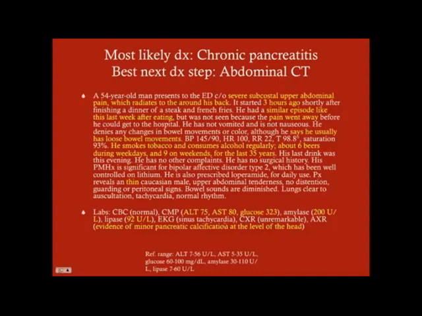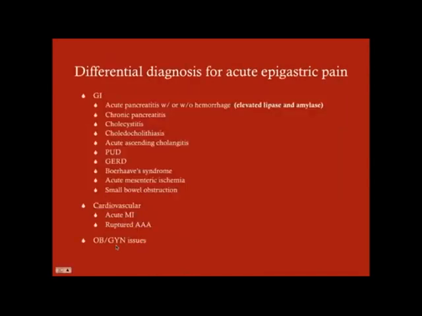And then what's most important here, of course, is the evidence of minor pancreatic calcification at the level of the head. That's practically pathognomonic for chronic pancreatitis, and that's calcification as we see in a lot of different chronic inflammatory diseases. So the differential for acute epigastric pain can be lots of things, probably even more than this, but these are the things that I like to think about immediately in a patient with this kind of history.